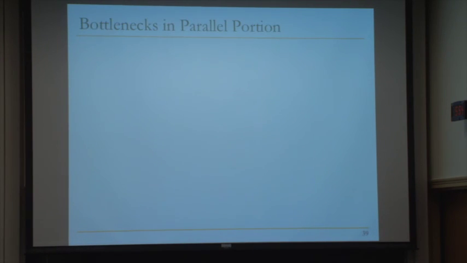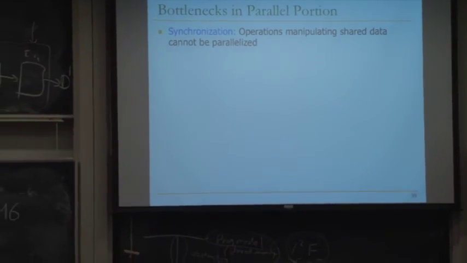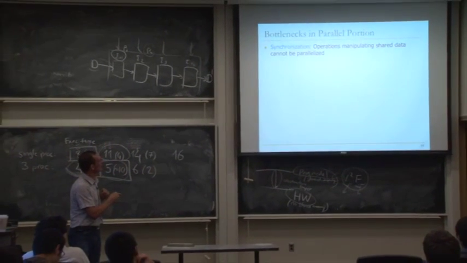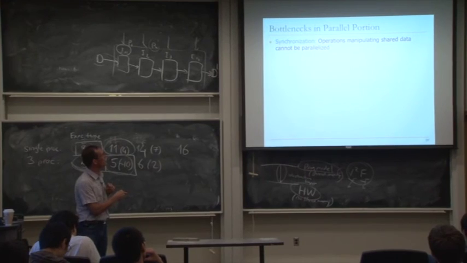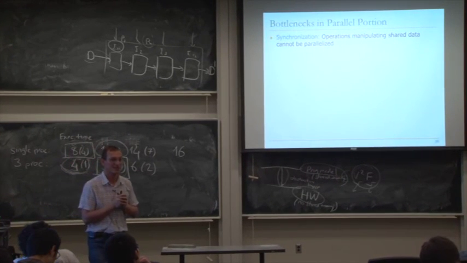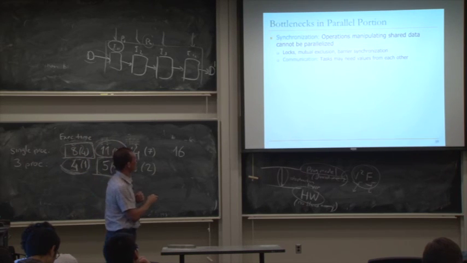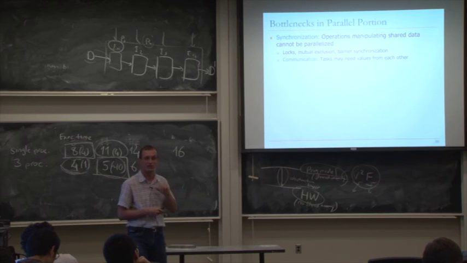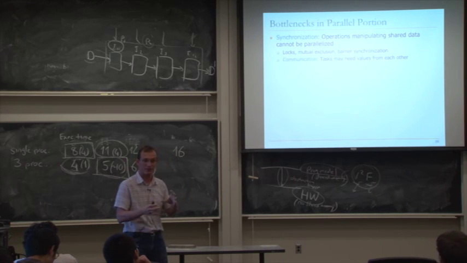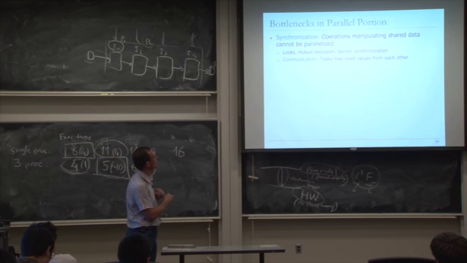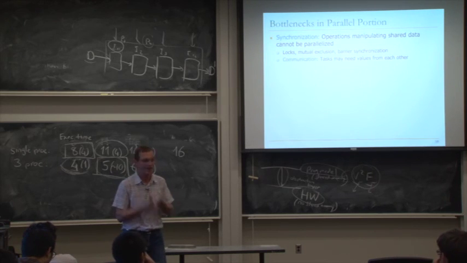Okay? So bottlenecks and parallel portion, let's cover this in a little bit more detail. We'll occupy ourselves a lot, especially in your readings soon. Synchronization is one bottleneck. Basically, operations manipulating shared data cannot be parallelized. Right? And you need to protect that shared data with different constructs, if you will. Locks, mutual exclusion is one way of, well, locks are one way of ensuring mutual exclusion. And basically, this ensures that threads communicate data with each other in a safe way. Right?